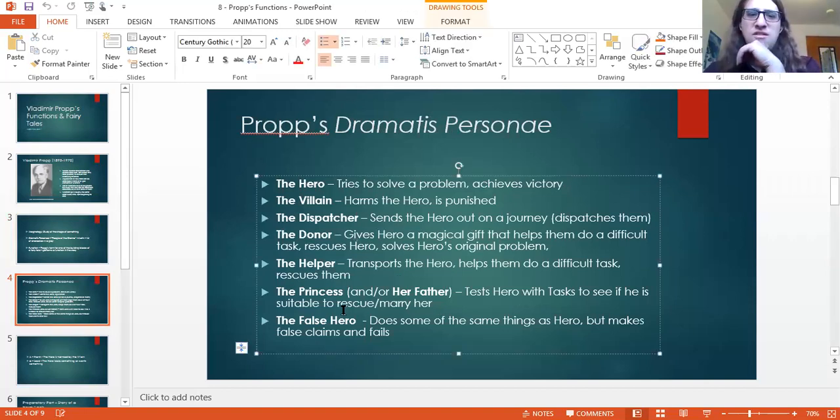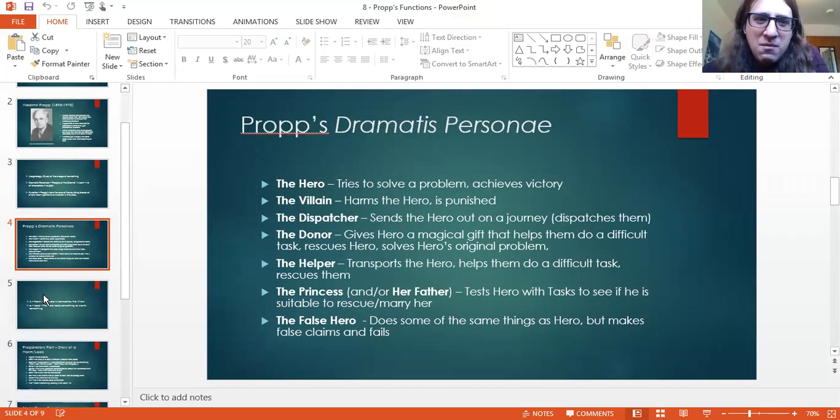And sometimes the princess is connected to a father figure who is testing the hero, you know, are you prepared to marry my daughter? But sometimes she just tests the hero on her own. But they're kind of basically the same thing on a functional level. Okay, so this is how you do it. If you were going to analyze a fairy tale according to Vladimir Propp, this is how you would go about it.